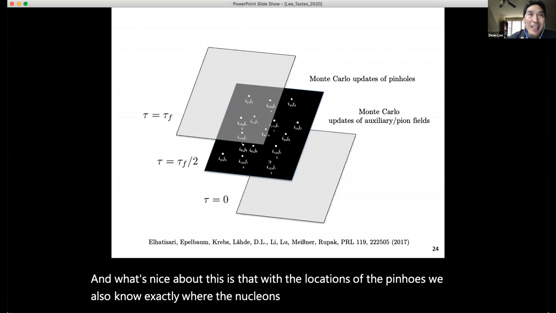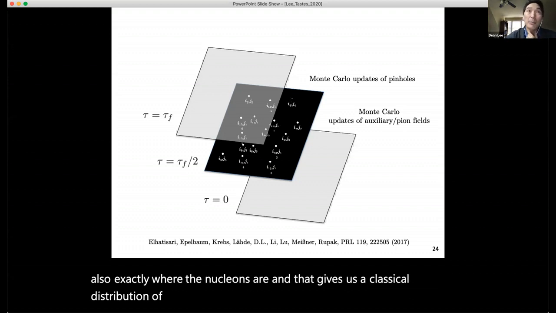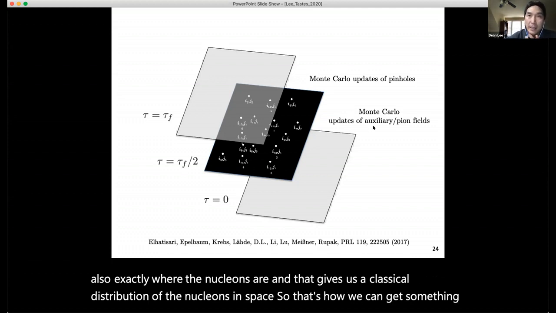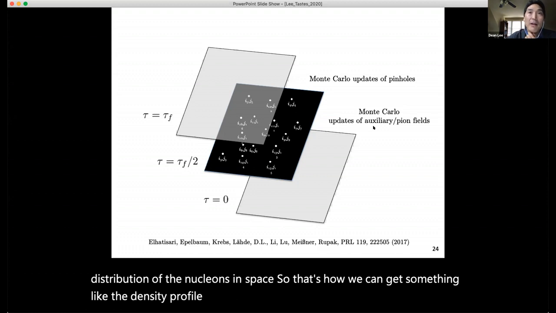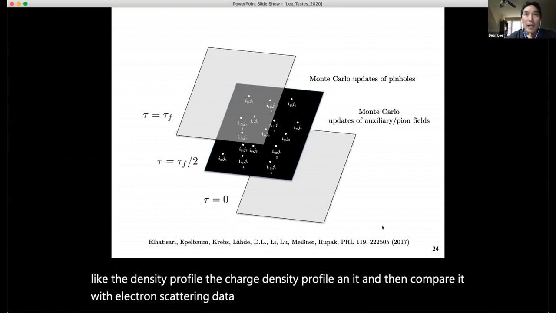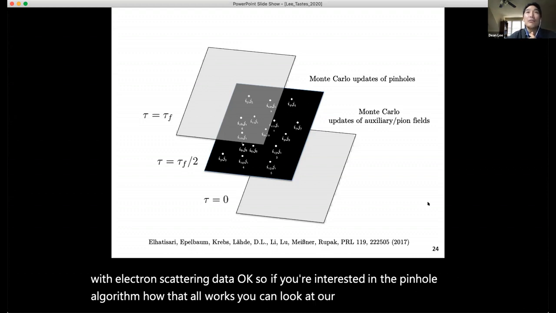And that gives us a classical distribution of the nucleons in space. So that's how we can get something like the density profile, the charge density profile, and then compare it with electron scattering data. OK, so if you're interested in the pinhole algorithm, how that all works, you can look at our paper from 2017 on this.